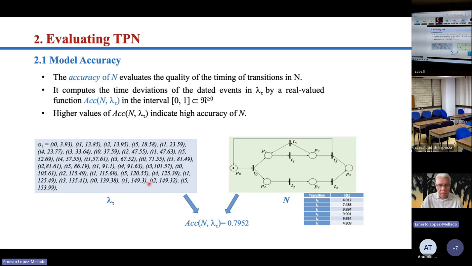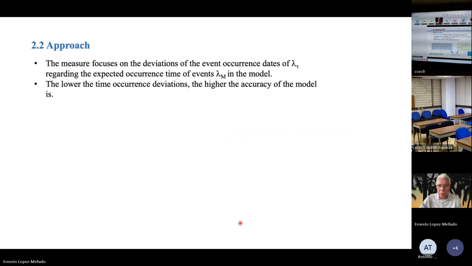We have some sequences, the model, and we will evaluate the model. We have a value that indicates the accuracy of the model regarding the timing function. So there is only one work dealing with accuracy, a very complex work.